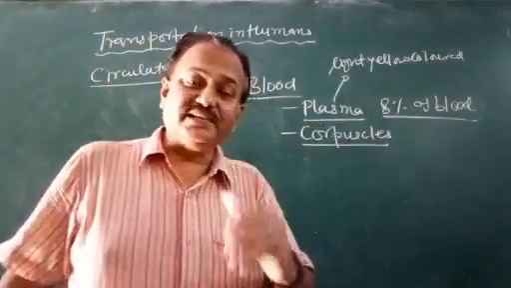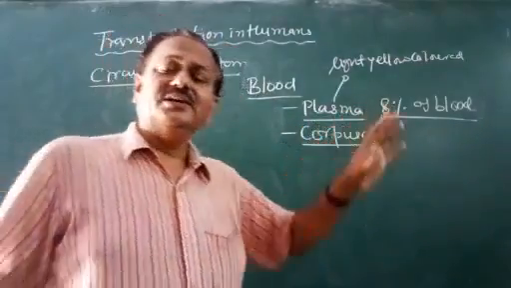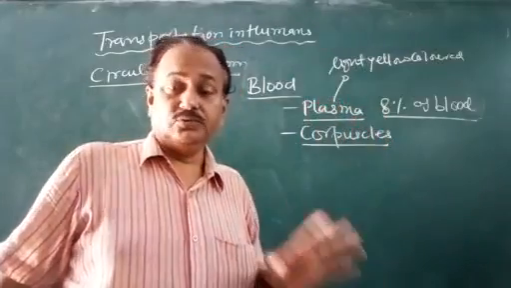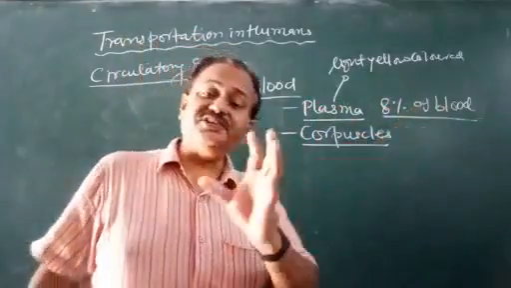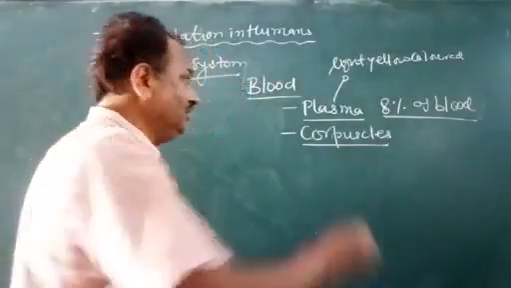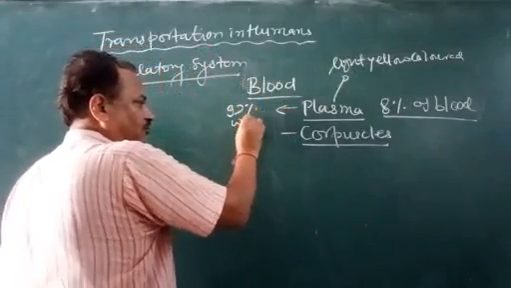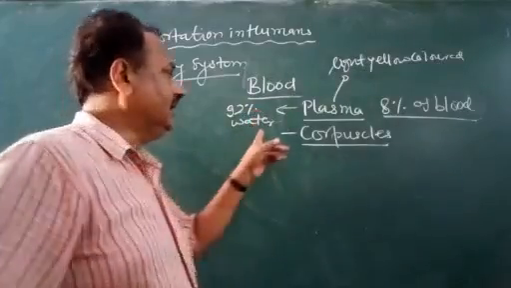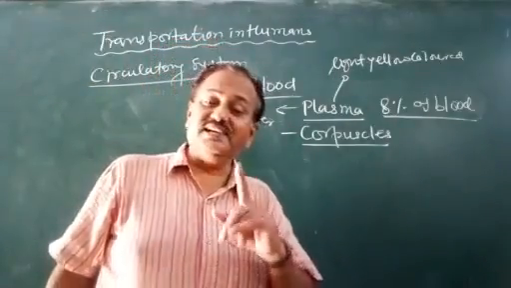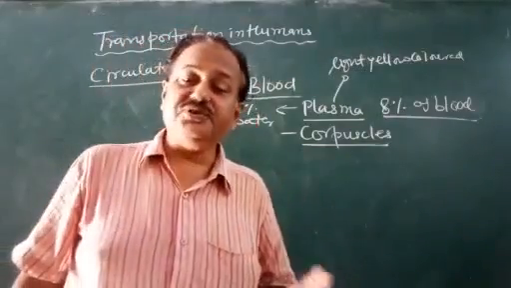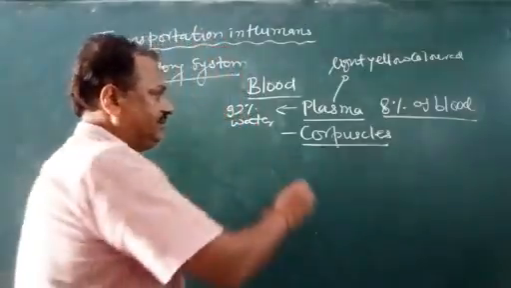Plasma is a pale yellow color liquid, means light yellow color liquid, and it contains a very large amount of water, and it constitutes approximately 8% of the blood, a very little amount. So we can say that plasma has around 92% water. Plasma is very important because it contains hormones, enzymes, vitamins, and protein molecules for different functions.